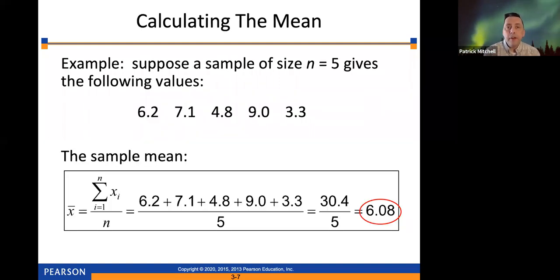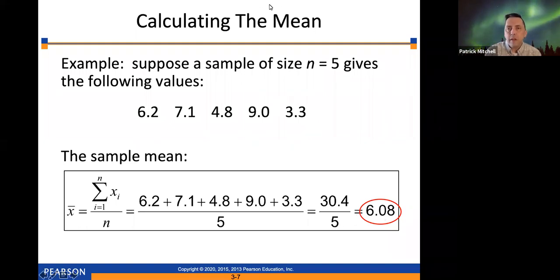So here's an example. Suppose a sample of size n equals 5 gives the following values: 6.2, 7.1, 4.8, 9.0, 3.3. The sample mean, which is called X bar, would be the sum of all those values divided by n. So you add up the 6.2 plus 7.1 plus 4.8 plus 9 plus 3.3 and divide by 5, because that's how many values there are. Those values add up to 30.4. 30.4 divided by 5 is 6.08.